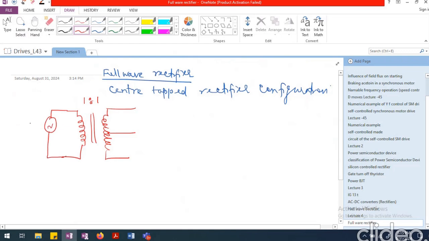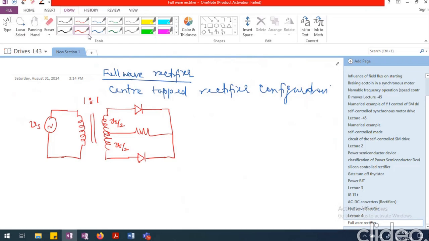So this is Vs. What is coming up across this will be Vs divided by 2. This will also be Vs divided by 2. Now I'm going to connect a diode here, and another diode here, and I will connect the load here. This is a typical center tapped rectifier configuration.